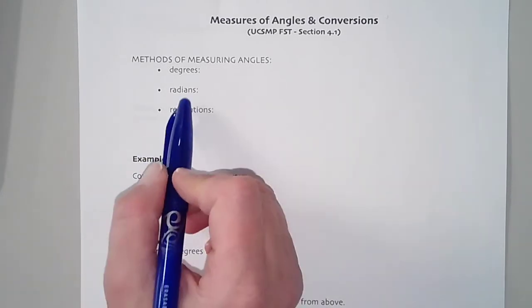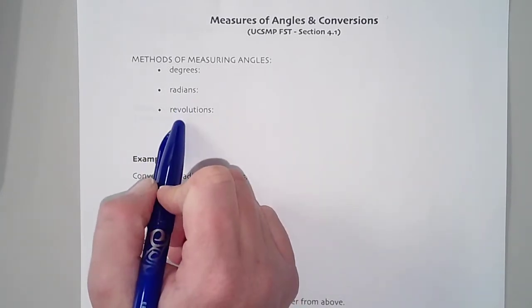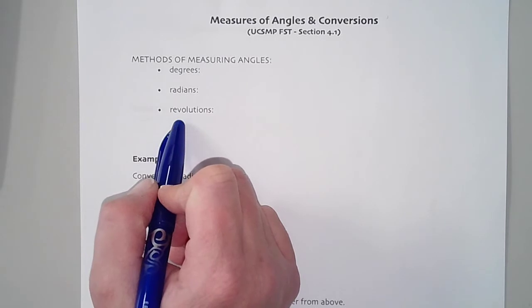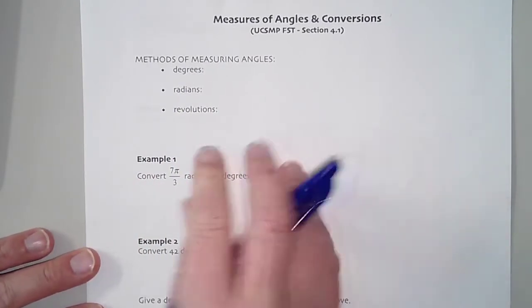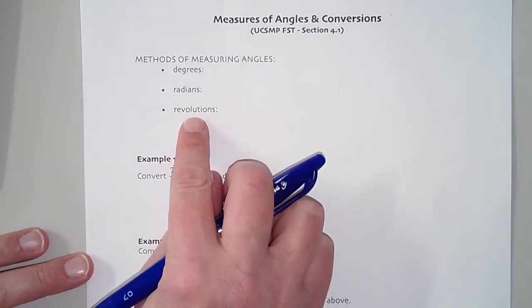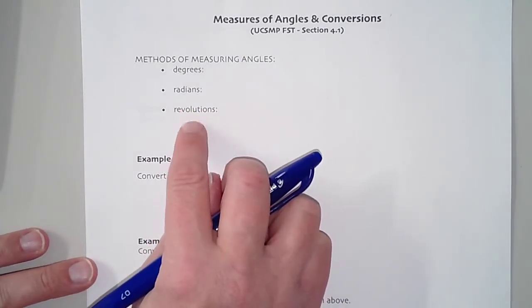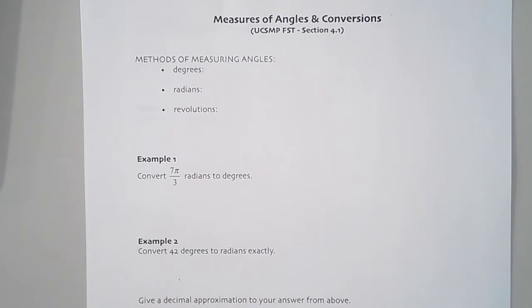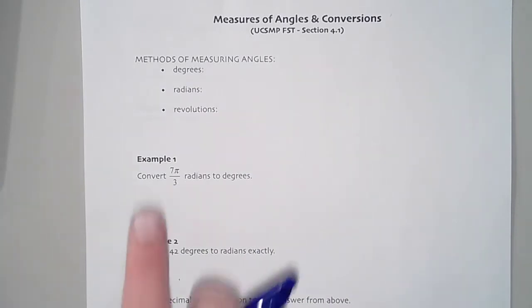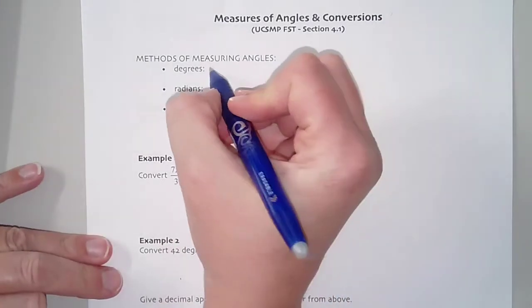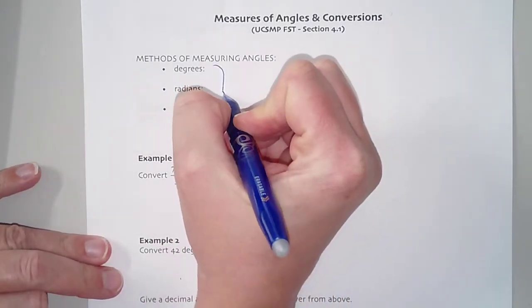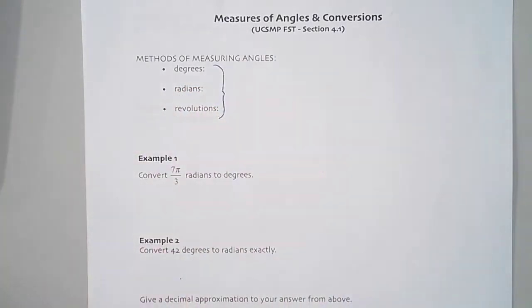And then revolutions, I think you're kind of innately familiar with revolutions. One full turn around the circle is one revolution. And that's a little more practical, a little less mathematical. There are some practical applications to talking about revolutions. So instead of writing down definitions for these three things, I would like to put all three together and make sure we understand how they relate to each other.